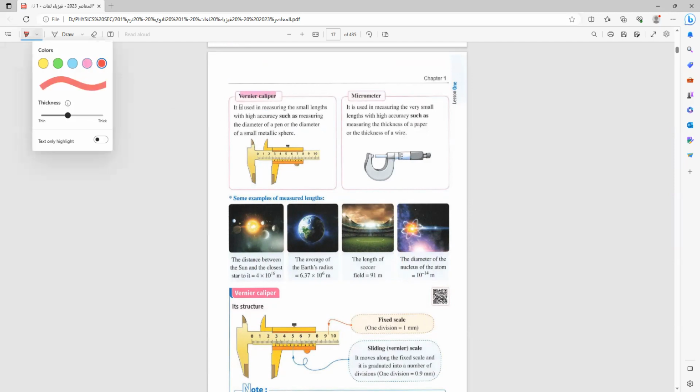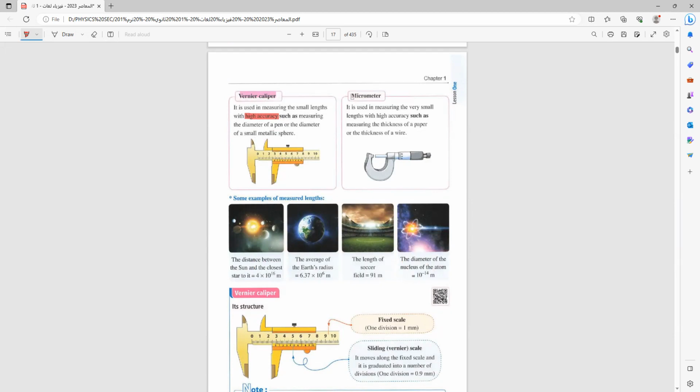Vernier caliper is used for measuring small lengths with high accuracy. Engineers, workers and mechanics use this, such as for measuring the diameter of a pen and the diameter of a small metallic sphere. It has high accuracy for its measurement.